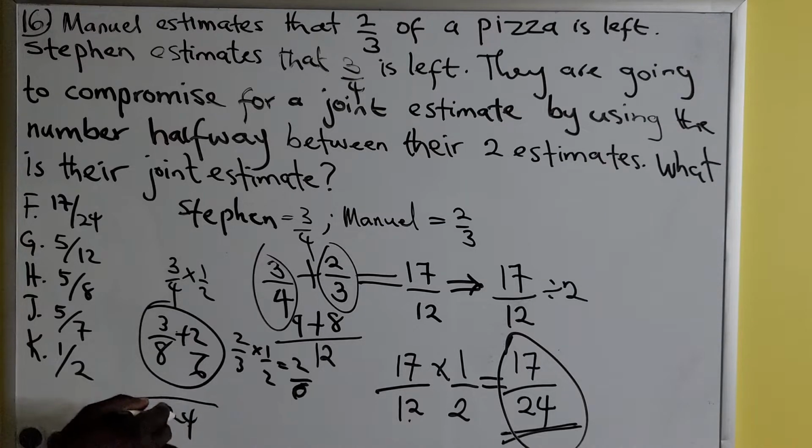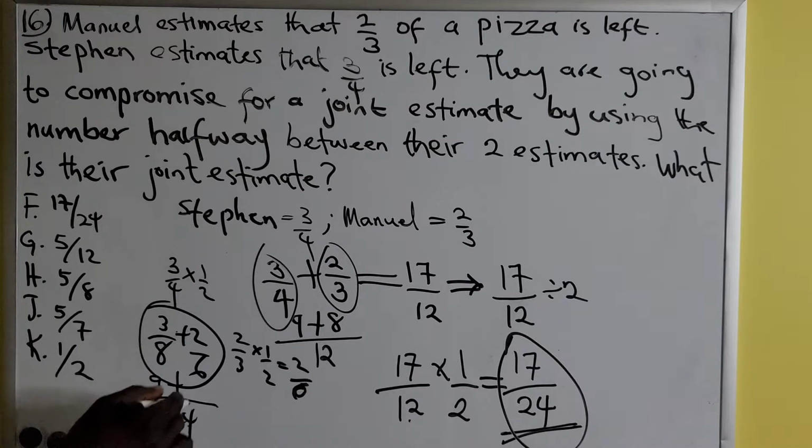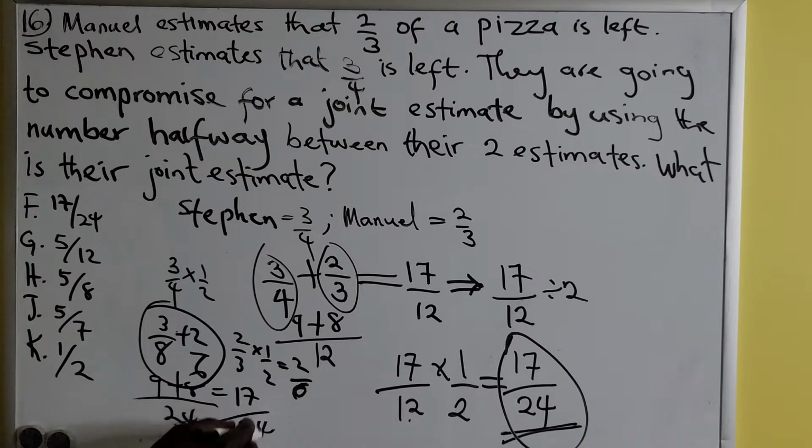24. 24 in 8, you have 3. That's 9. 24 and 6, you have 4. 4 times 2 is 8. So that is 17 over 24. That is another way you can solve that, you know. So you have two ways you can go about it.